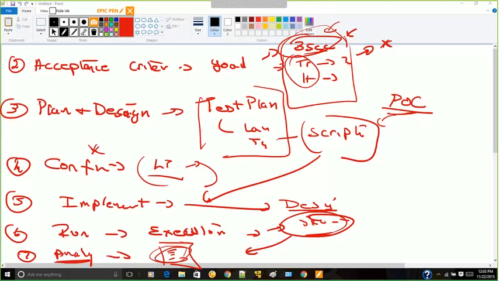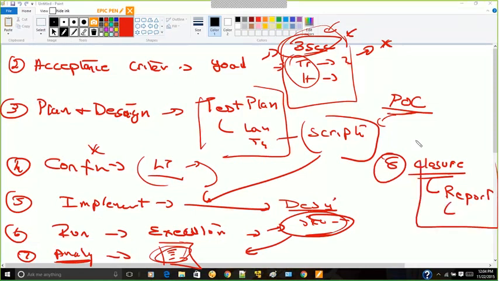And the last one is closure. Closure is where you are going to send the report and explain to the customer or the client what you saw in this particular test. This is the complete flow, the complete process, for your performance testing.